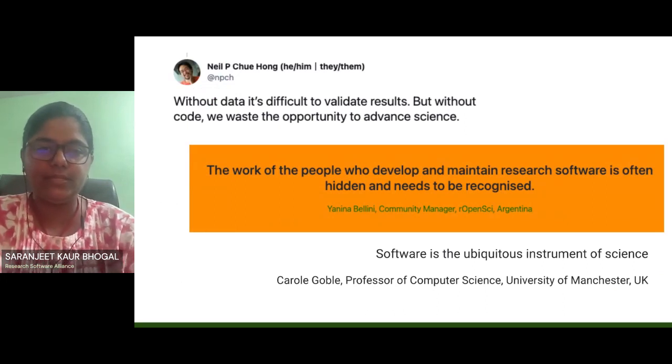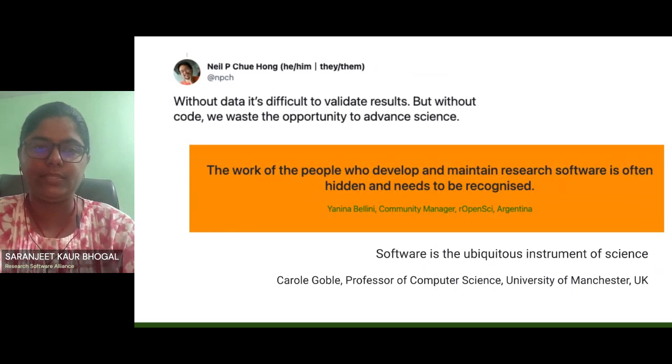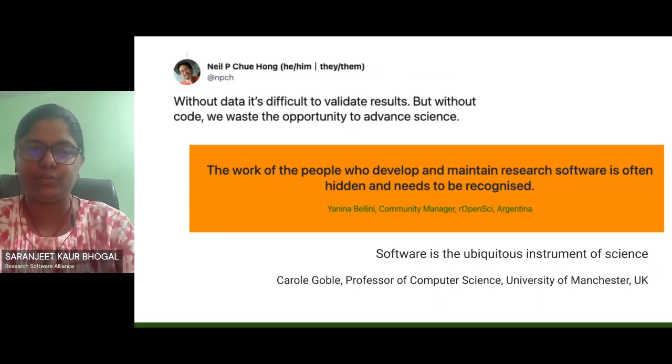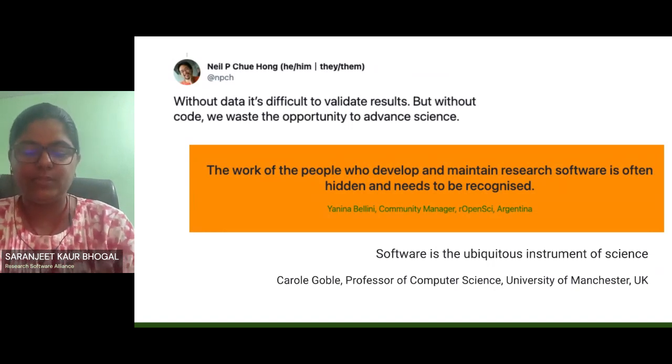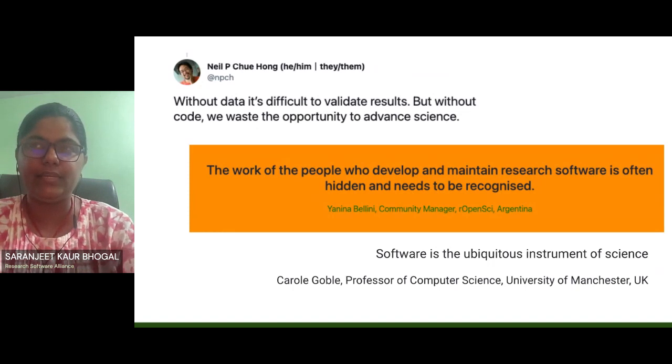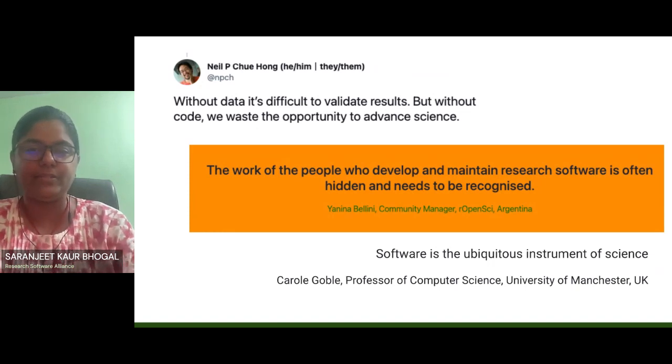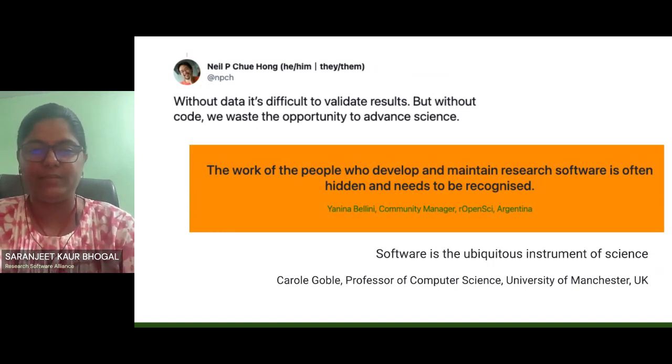Here is one interesting quote from Neil Chue Hong, who says that without data, it's difficult to validate results, but without code, we waste the opportunity to advance science. So there is hardly any research which we can complete without writing proper code. So there are many opinions around this.